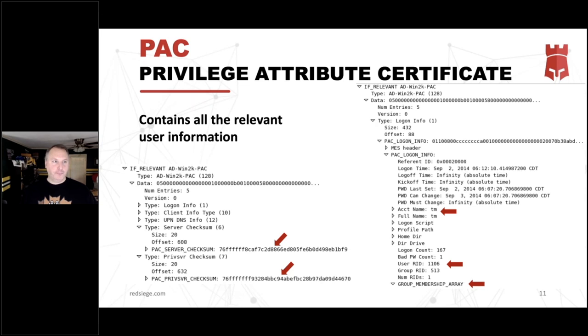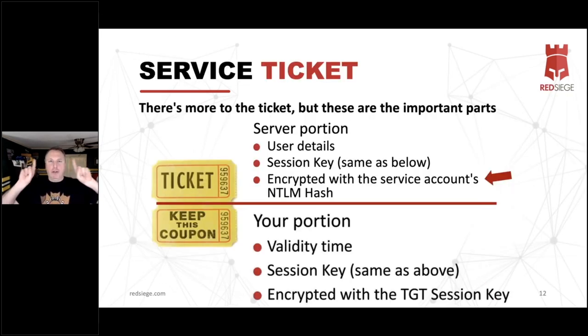Okay, cool. All right, so there's my service ticket. Remember, there are two pieces. There's the piece that I keep, and there's the piece that I send to the remote system. The piece that I keep contains information about the validity time. When does this thing expire? So I don't use it after its expiration date. This is going to be encrypted with the TGT session key. So remember, when I first get access to the network, I say, hey, domain controller, can I get that ticket granting ticket? And then from there, there's a session key inside. That's how I'm going to communicate with the domain controller.